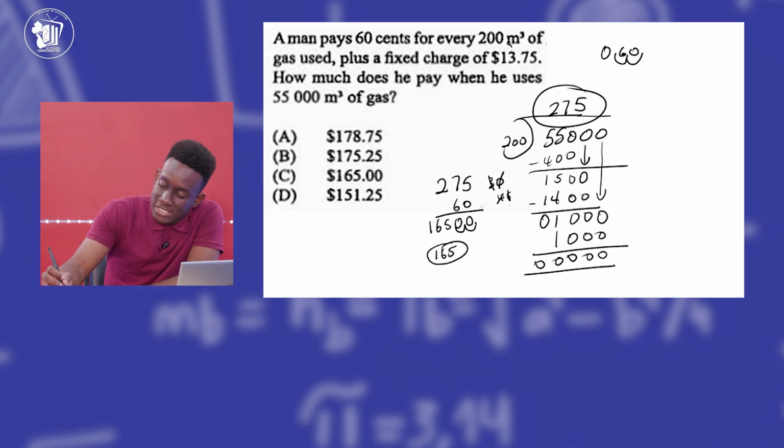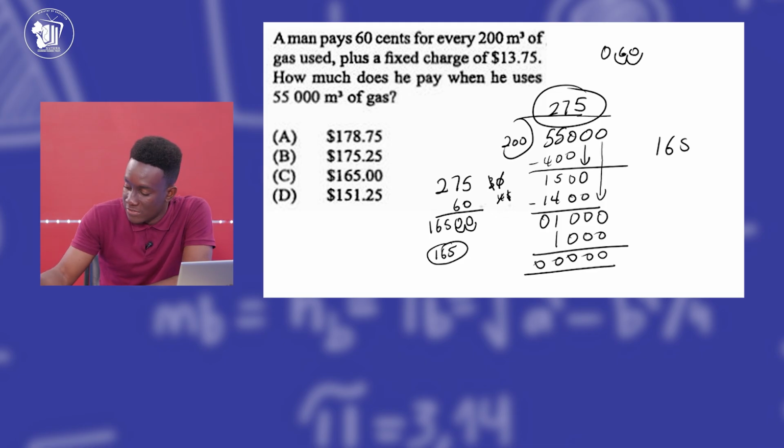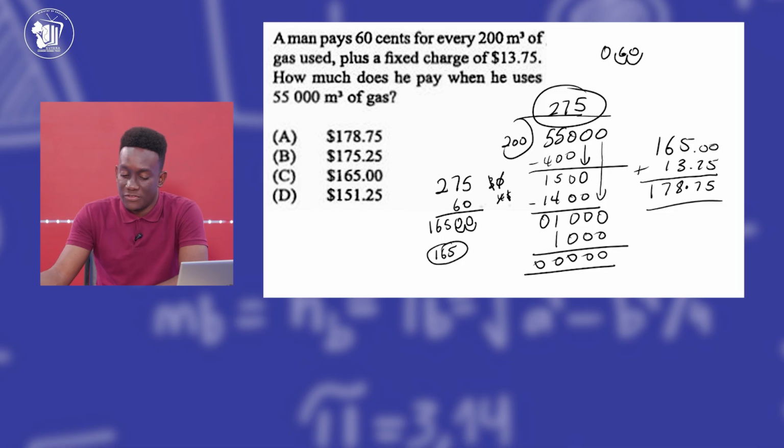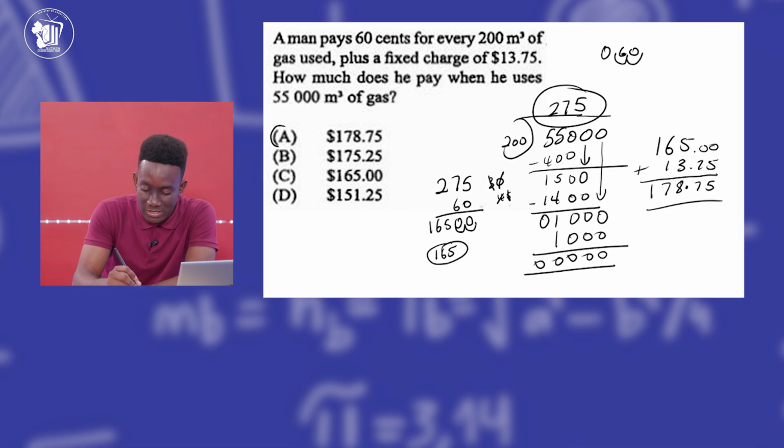So remember, he pays a fixed charge of $13.75. So you'll have 165 plus $13.75. So we can put 0, 0 here, and we add. So we have 5, 7, and 5 and 3 would be 8, so we bring down the point. 6 and 1 would be 7, and we bring down the 1. So $178.75, and this answer would be simply A.